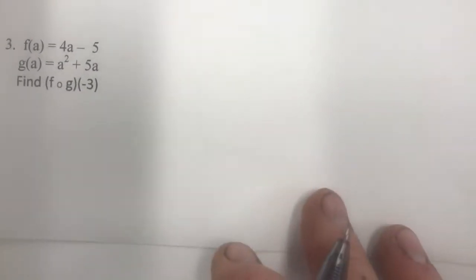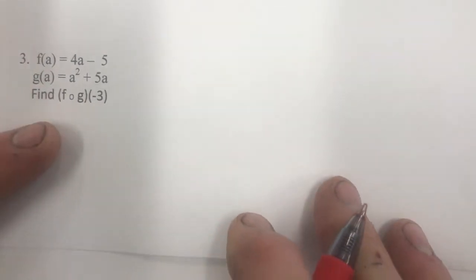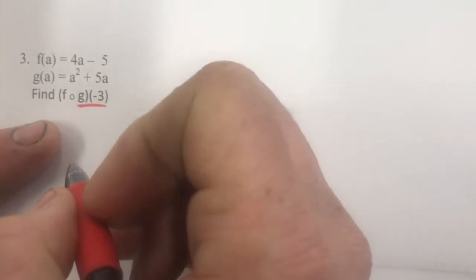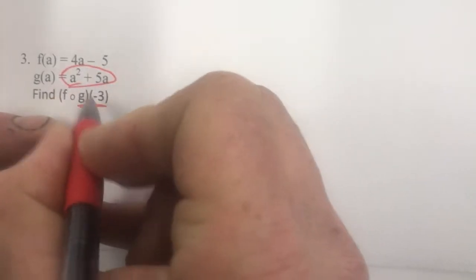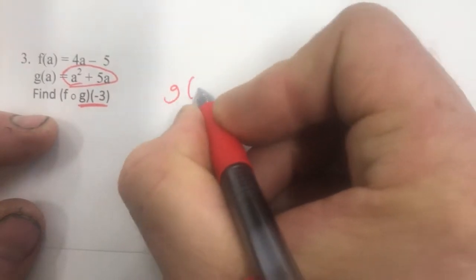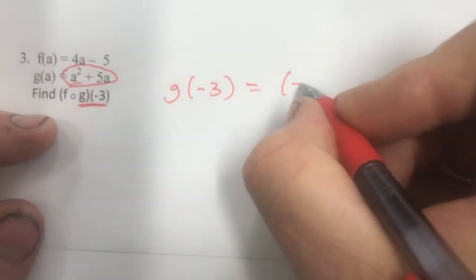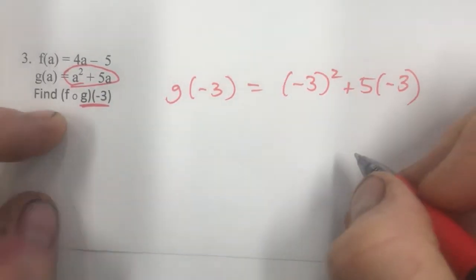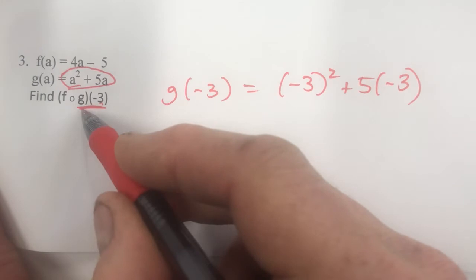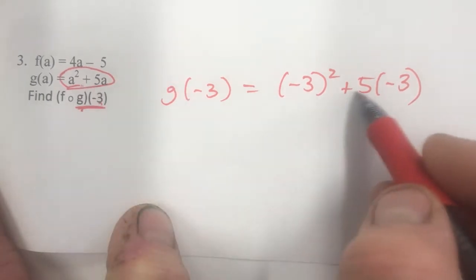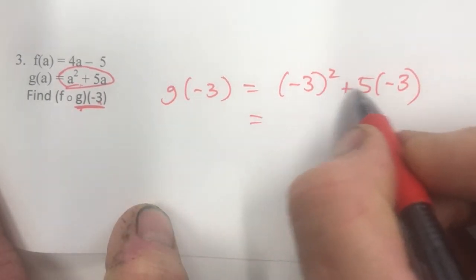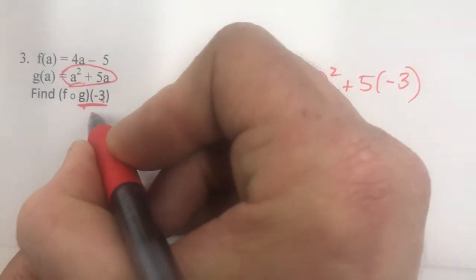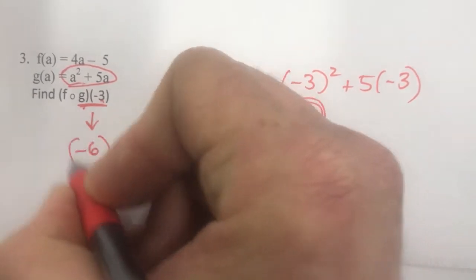We'll go to this next one. Here's another one, similar. On this one, we're going to do f of g of negative 3. So I'm going to do g of negative 3 first. Here's the g function. I'm going to put negative 3 in that. So g of negative 3 is negative 3 squared plus 5 times negative 3. I'm putting negative 3 in the g function. Then I'm going to work this out. It's going to be 9 plus negative 15, that's negative 6. So g of negative 3 is negative 6.